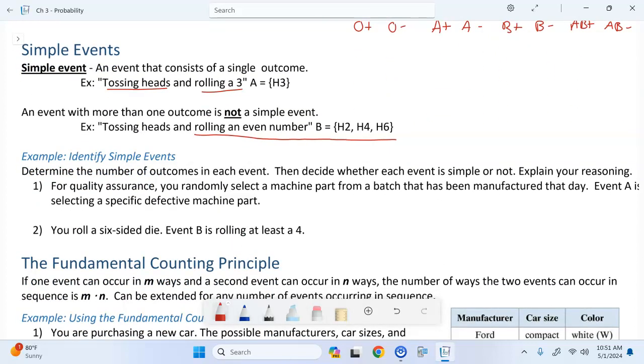So you want to think very carefully about, can I get that outcome just one way, or can I get that outcome more than one way? And that will determine simple versus not.